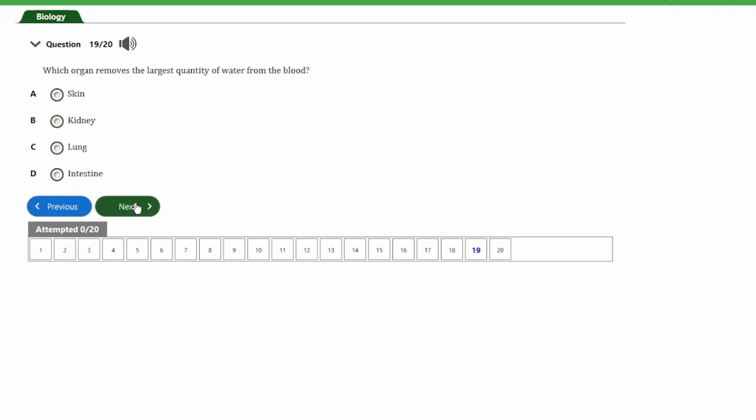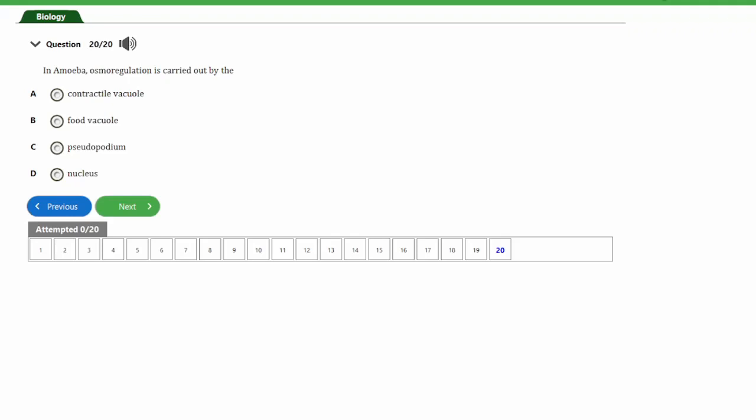Question number 19. It says, which organ removes the largest quantity of water from the blood? A, skin, B, kidney, C, lung, D, intestine. So guys, the answer to this question is option B, and that's the kidney. The kidney is the organ that removes the largest quantity of water from the blood by formation of urine. So guys, let's look at the next and the last question, and that's question number 20.